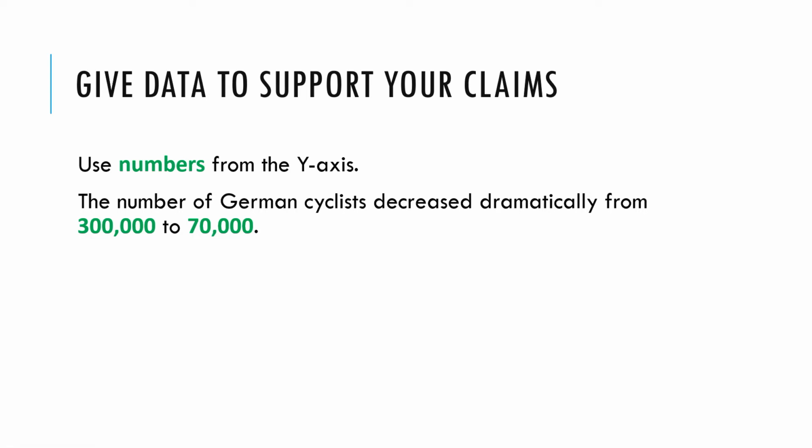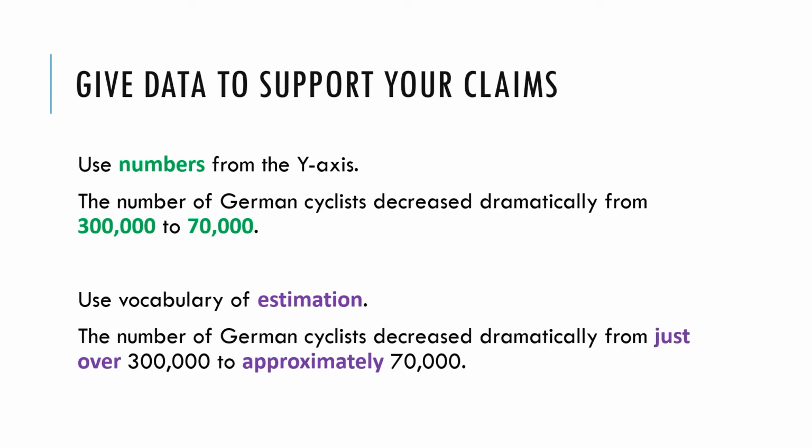However, these were imprecise numbers, so we're going to use vocabulary of estimation. The number of German cyclists decreased dramatically from just over 300,000 to approximately 70,000. Just over 300,000 means 310,000, maybe 315,000. Approximately means just a little bit less or a little bit more. So the number could be 69,000, 70,000, or 71,000.